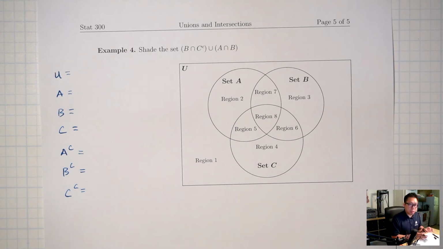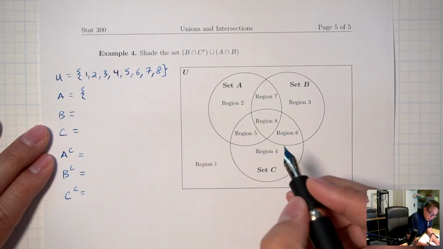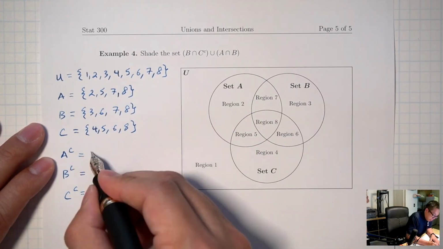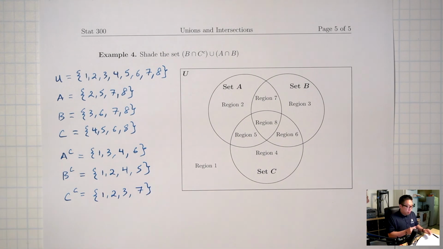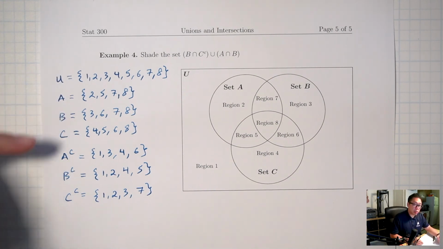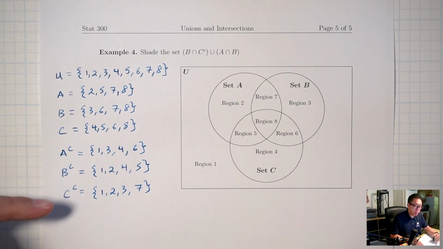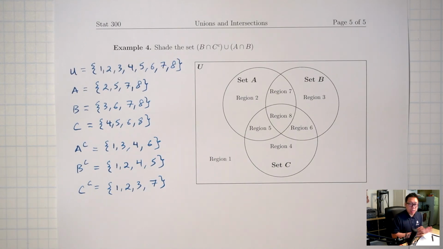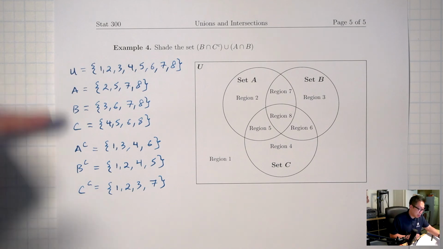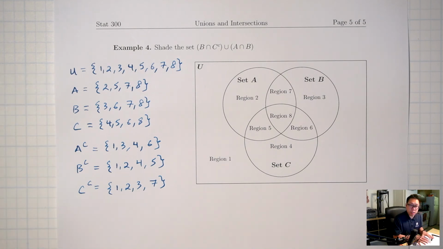So I'm just going to write these out and speed this up. All right, so these are U, regular A, regular B, regular C, A complement, B complement, C complement. So if you want the explanations, look at the beginning of example 3 because it's exactly the same. All right, so I recommend writing these 7 sets out on every question like this. And now I'm going to go back to the question.